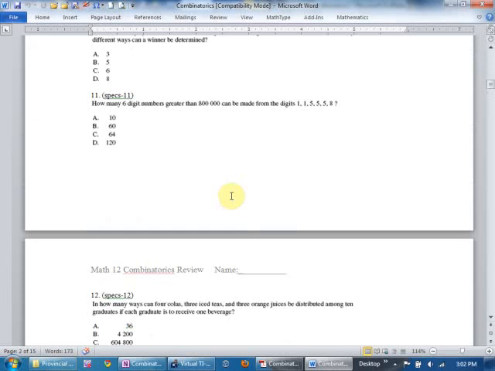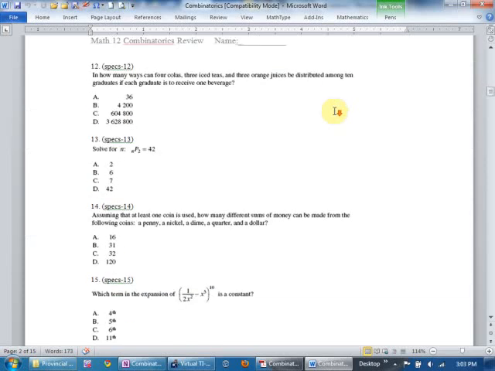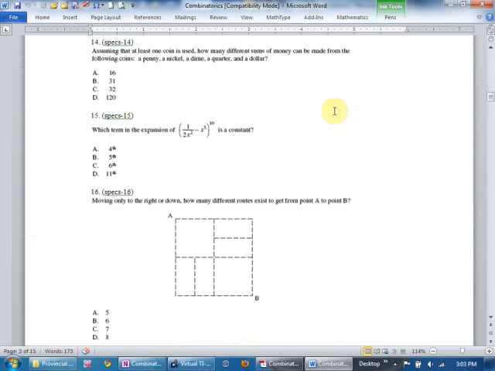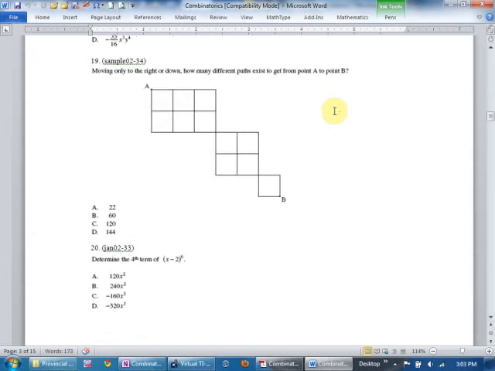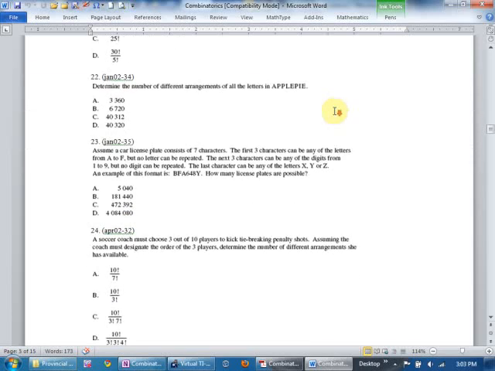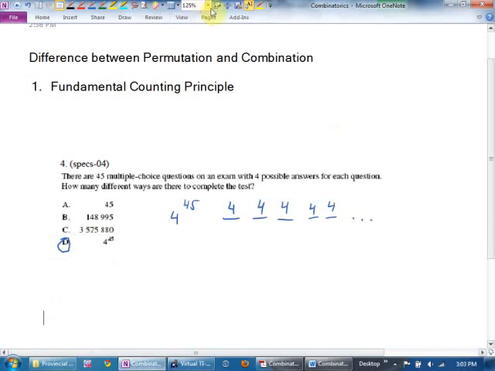So number 11 is going to start out similar to the fundamental counting principle, but because some of the numbers in here repeat, we're going to have to use some of the permutation skills that we brought in later. So I'm going to come back to number 11, as well as number 12. Let me see if I can find another good fundamental counting principle question. Sure, number 23 would be a good example of another fundamental counting principle question.